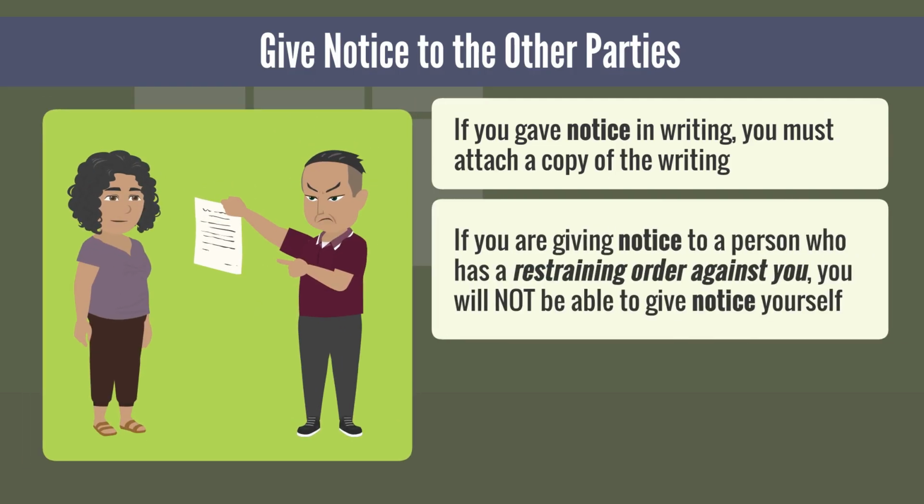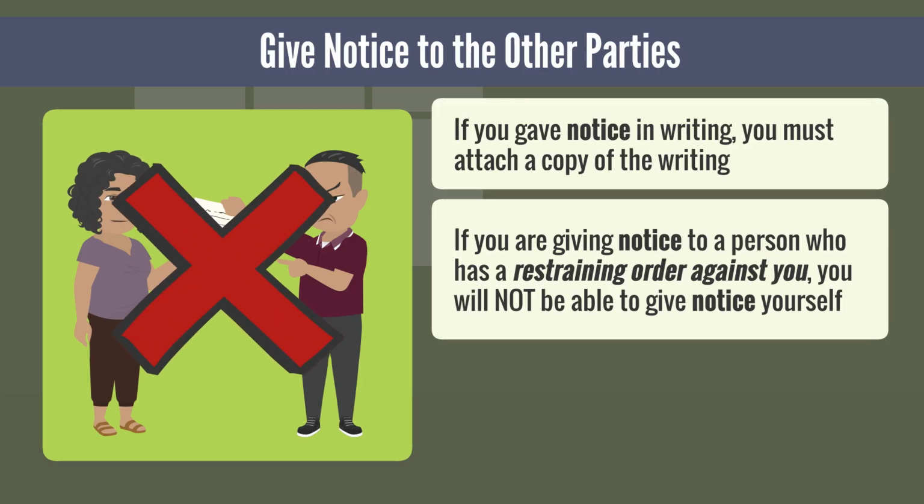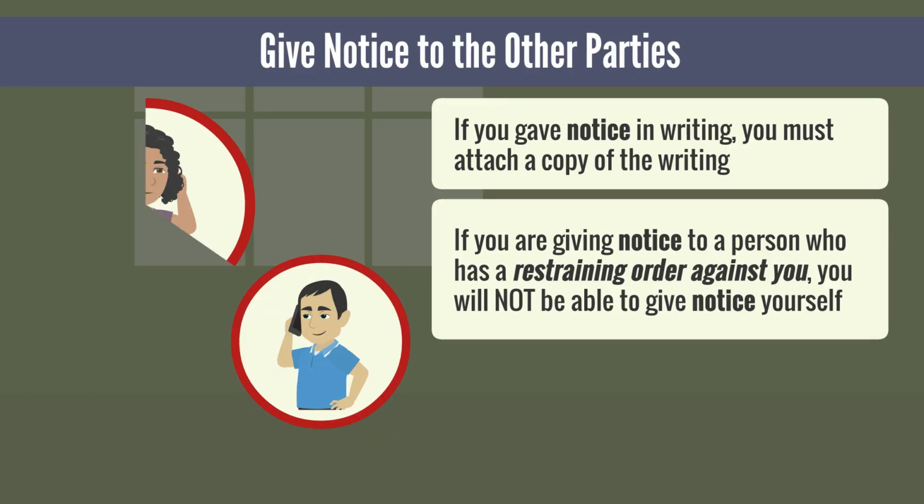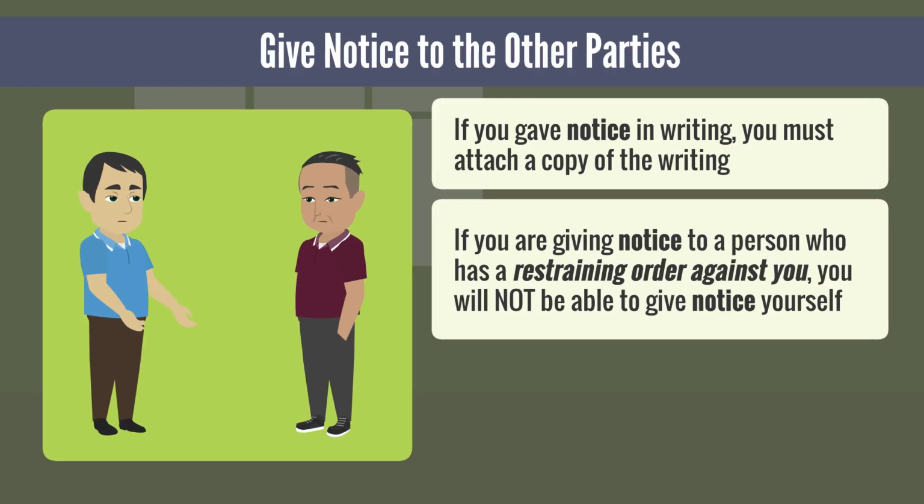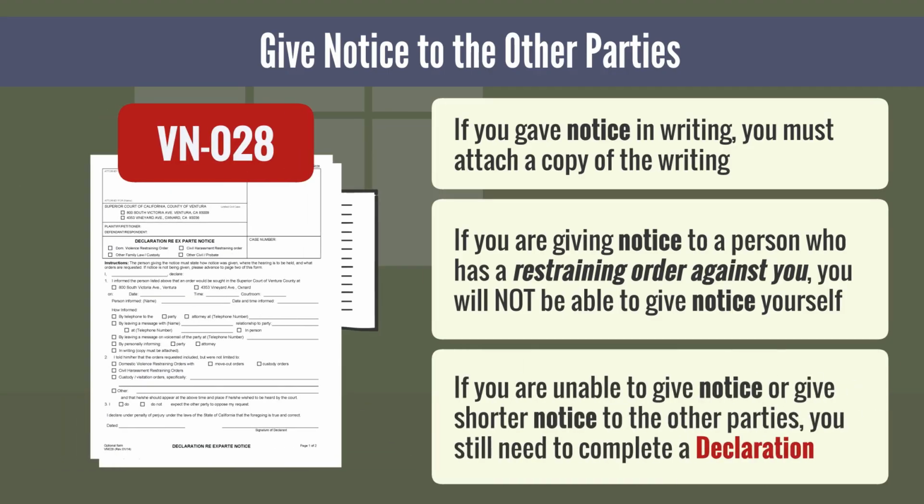If you are giving notice to a person who has a restraining order against you, you will not be able to give the ex parte notice yourself. You will need to find another adult to give the notice on your behalf. If you are unable to give notice or give shorter notice to the other parties, you still need to complete a declaration re ex parte notice and provide the court with information as to why you could not give proper notice of the hearing.